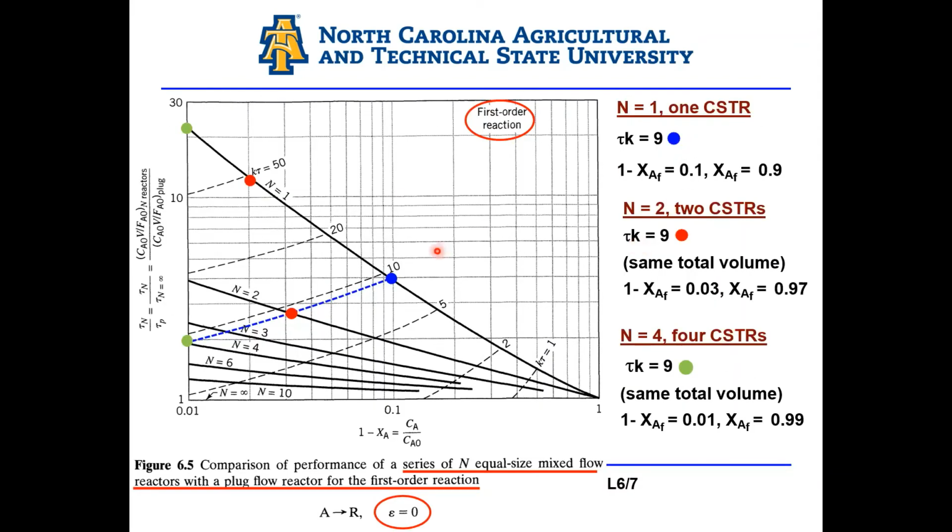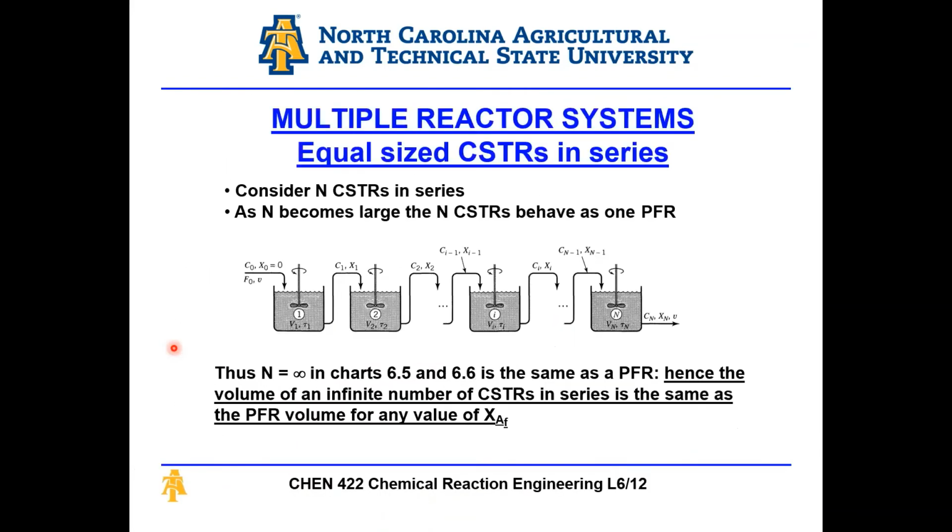As I increase the number of CSTRs in series, if I look on this slide, the ratio of volumes actually approaches the volume of a PFR. So the ratio of volumes approaches 1. It gets closer to 1. So the volume for n CSTRs is starting to get closer to the volume of 1 PFR. This is something we're thinking about, just comparing the reactors.